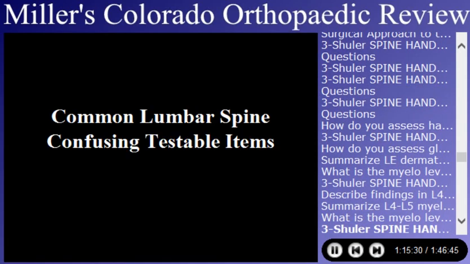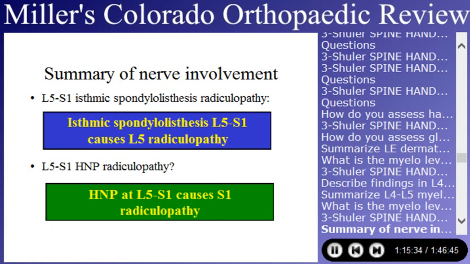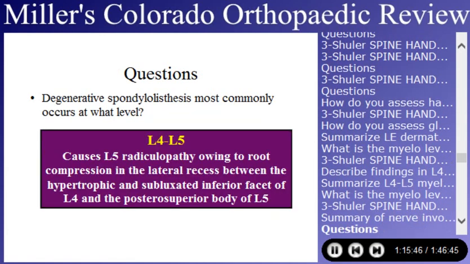Confusing testable items: isthmic spondylolisthesis at L5-S1 causes L5 radiculopathy. What about L5-S1 disc herniation? Don't forget it gets the traversing nerve root, S1 radiculopathy. Degenerative spondylolisthesis occurs commonly at what level? L4-5.